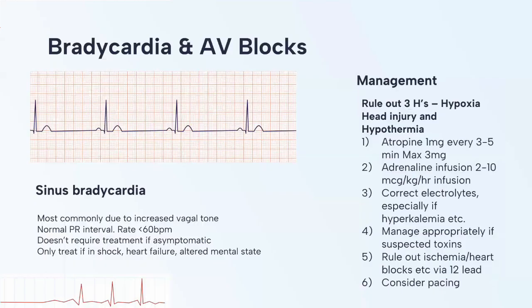Next, we'll go on to the bradycardia and AV blocks. So let's begin with sinus bradycardia. Sinus bradycardia most commonly is caused by increased vagal tone. Generally, you see that in athletes. It's a normal PR interval, a regular pulse, but the rate is less than 60.